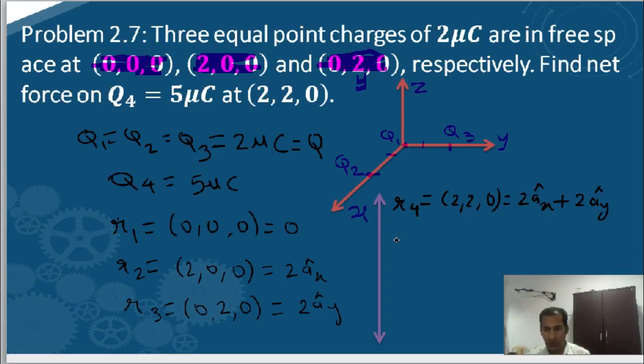Then if we calculate the force from point 1 to point 4, what we will do, we have to subtract destination points minus source points. So R4 minus R1. So this is our R4, and here we have R1. R1 is anyway 0. So R14 will be equal to same value, 2ax cap plus 2ay cap. So these values we will get.